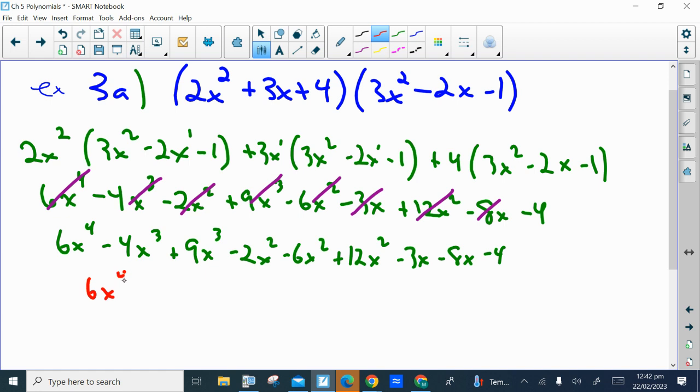So our final step then will be combining the like terms. If you have negative 4 of something and you add 9, negative 4 plus 9 is positive 5 of those things. Remember that the powers don't change when you're adding and subtracting like terms. That only happens when you multiply or divide. Negative 2 take away 6 is negative 8. Then you're going to add 12. That'll be positive 4x squareds. Negative 3x take away 8x is negative 11x. And then you got the minus 4. So there's the final simplified answer.